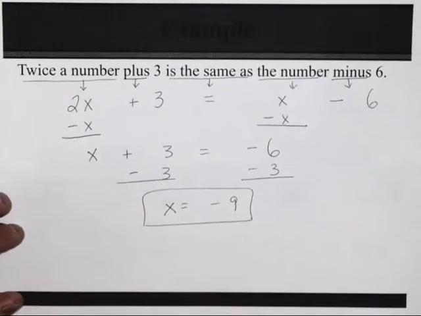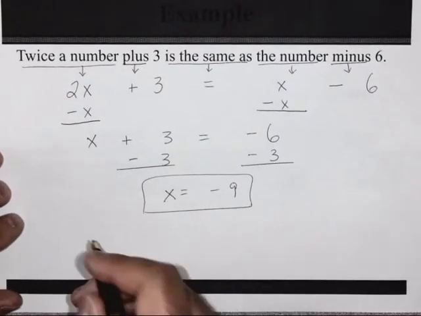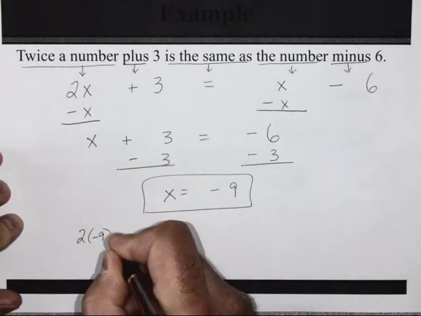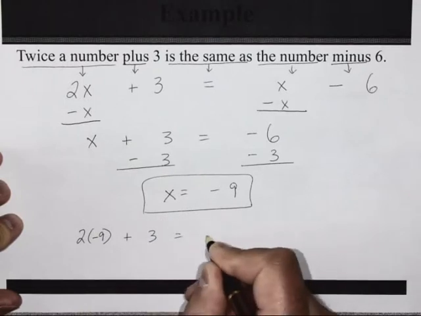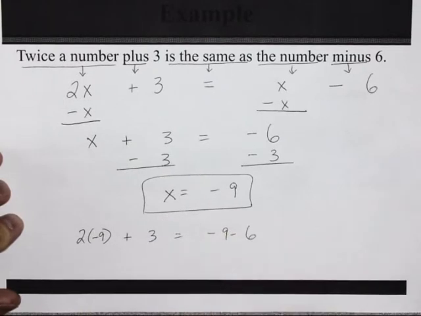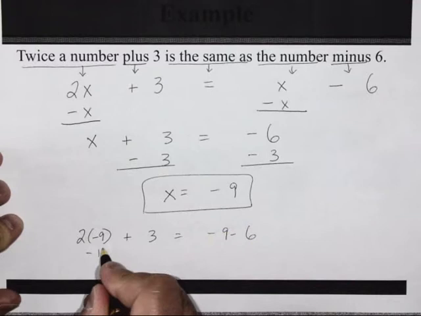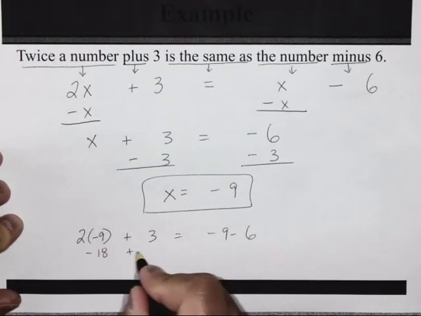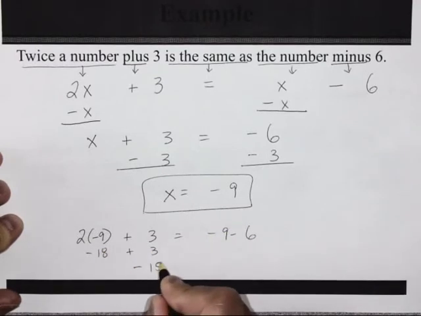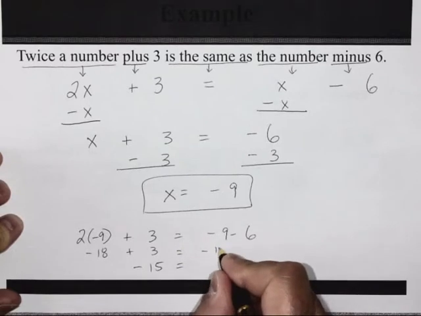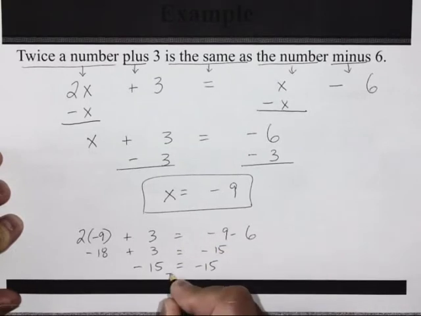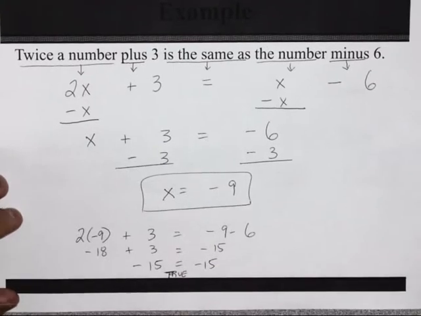And of course we could check that. If I plug that in for x into my equation, I should get a true statement. So this is negative 18 plus 3, which is negative 15, and then negative 9 minus 6 is also negative 15. So that's a true statement. So we're good.